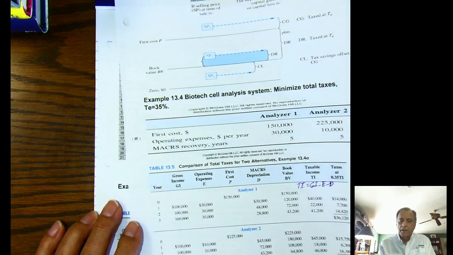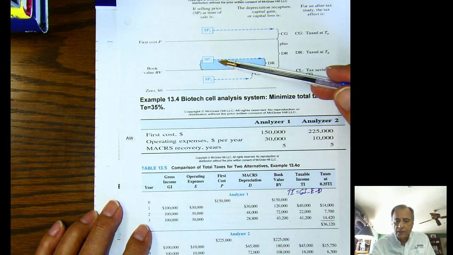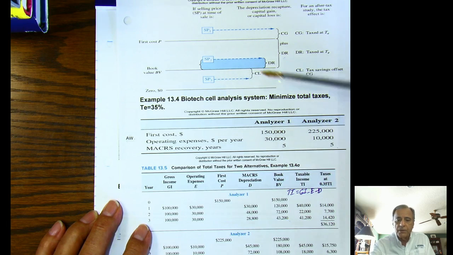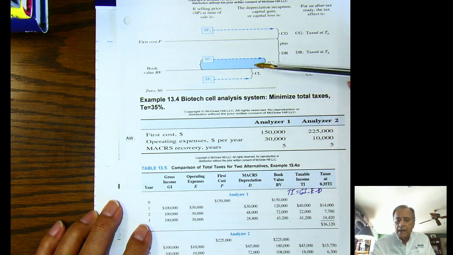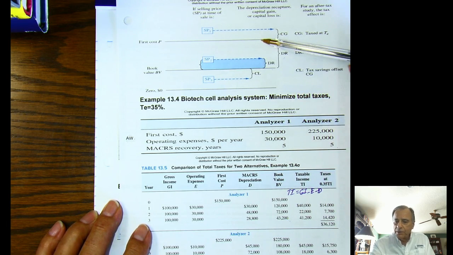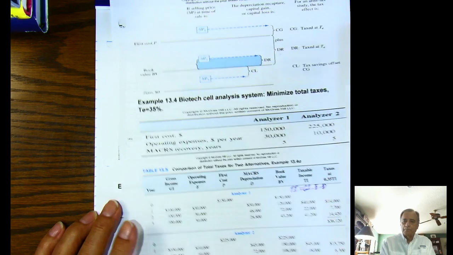Okay, here is the situation: we're selling it for $130,000. The book value is $43,200. So we're in this category here, SP2, and we're not all the way up to the price. Okay, the price was $150. We're selling it for $130, so we're way up here, and all of this amount is depreciation recapture.